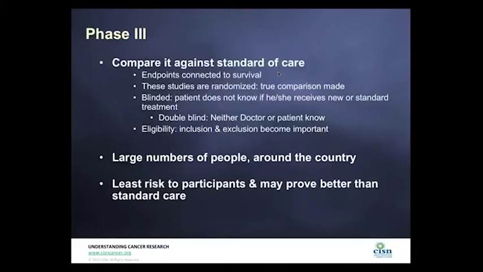And eligibility, inclusion, and exclusion become really important here. And we'll talk about that a little more later. It's a large number of people, sometimes thousands, sometimes tens of thousands. So lots of people across the country. So this is the ones where most people go into, most people hear about. It's the least risk to participants. And it actually may prove to be better than standard of care.